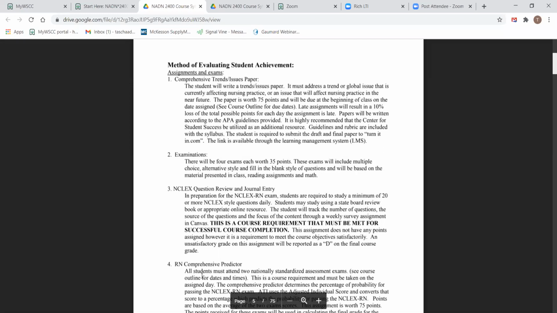Last year each was worth 75 points. So now it's just half of that in smaller increments to help students hone in on the information and not feel as overwhelmed. You'll notice that what is on those exams are multiple choice, alternative style, and fill-in-the-blank questions. It's based on your material that was presented in class and your reading assignments, and it can have some math questions on it as well.